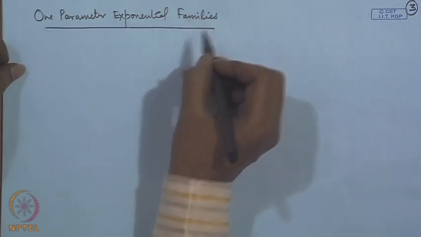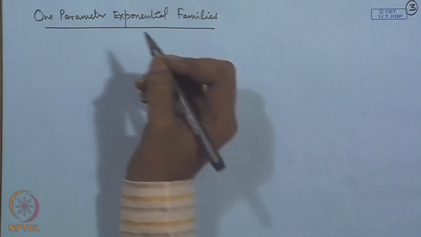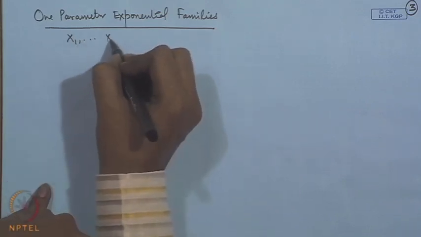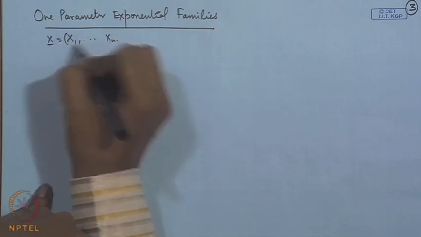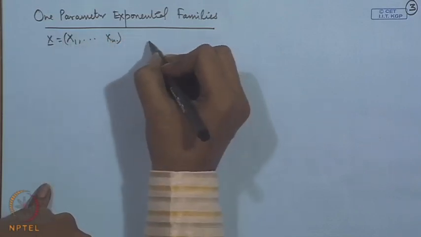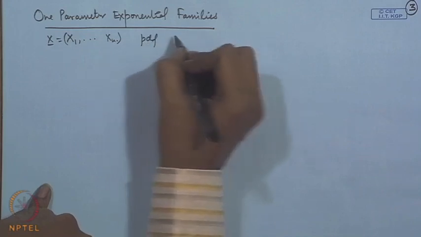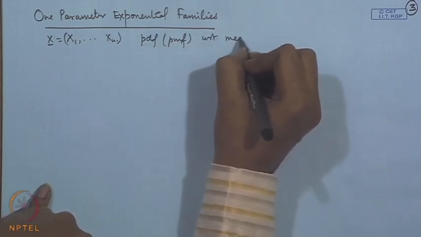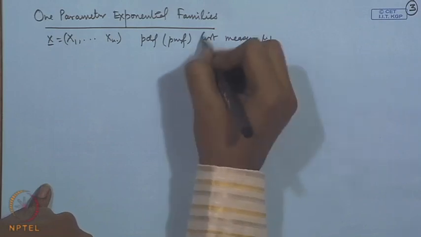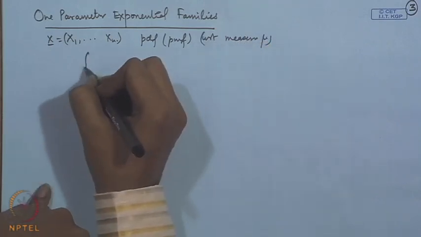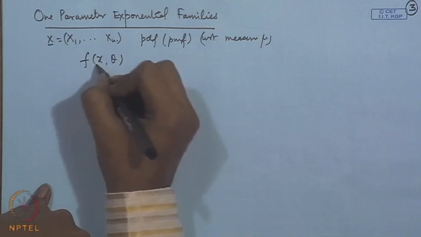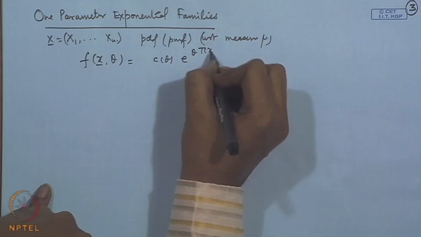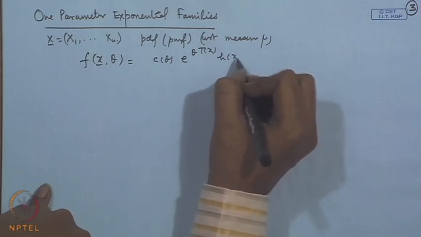So, as usual we are considering x1, x2, ..., xn as a random sample. So, we write it as x. The PDF or PMF with respect to a measure mu, we are writing down as f(x; theta) = c(theta) e^(theta T(x)) h(x).